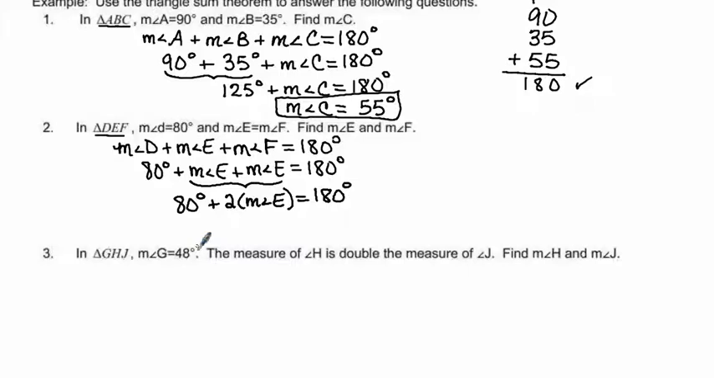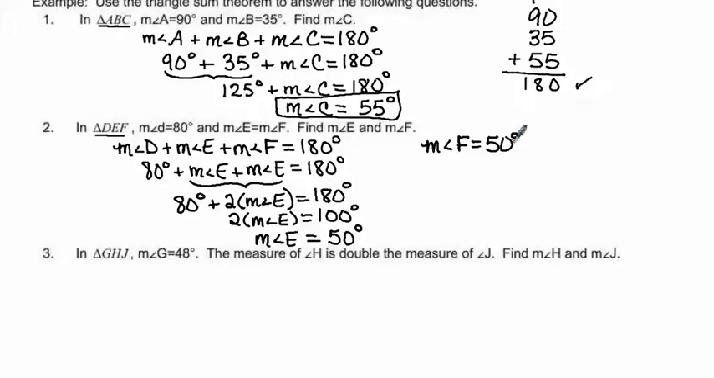Okay, so now we're down to a two-step equation. I want to subtract the 80 from both sides. So 2 times the measure of angle E equals 100 degrees. And then lastly, divide by that 2. So the measure of angle E equals 50 degrees. Keep in mind, the problem asked you to find not only the measure of angle E, but also the measure of angle F. And we know that it is equal to the measure of angle E, so it should also be 50 degrees.